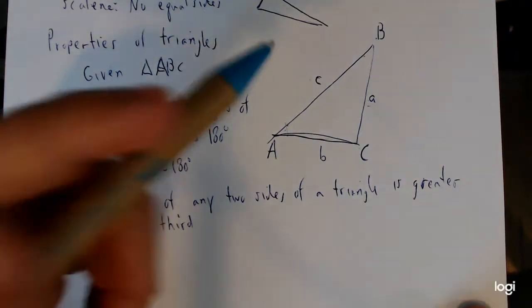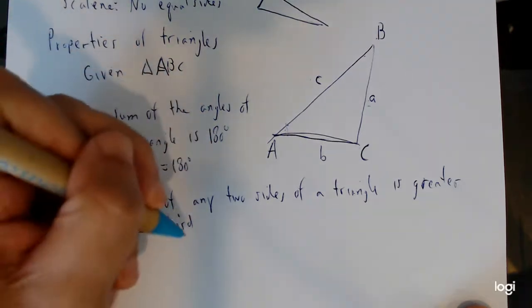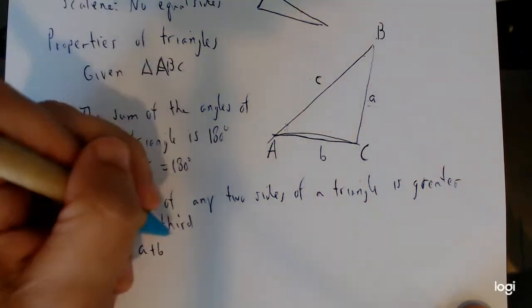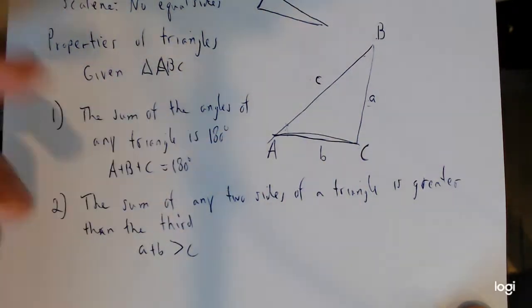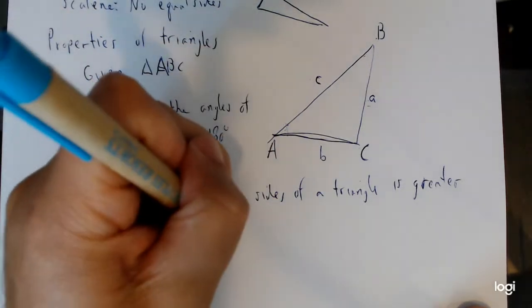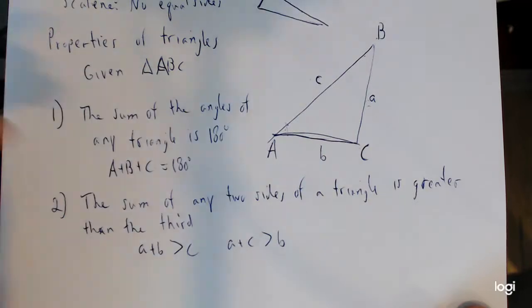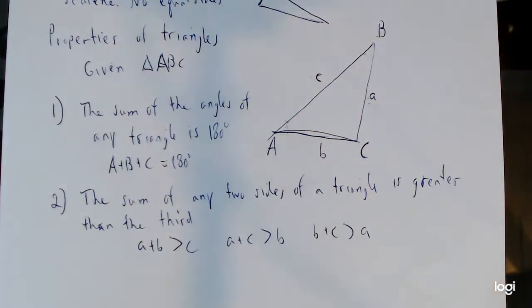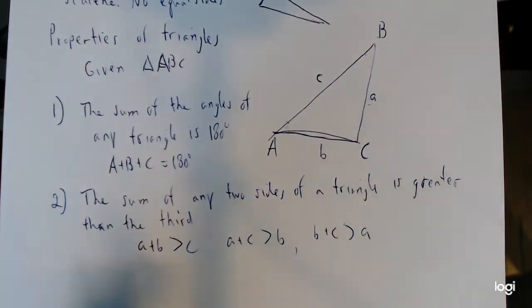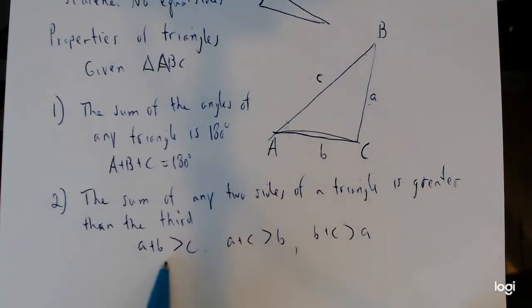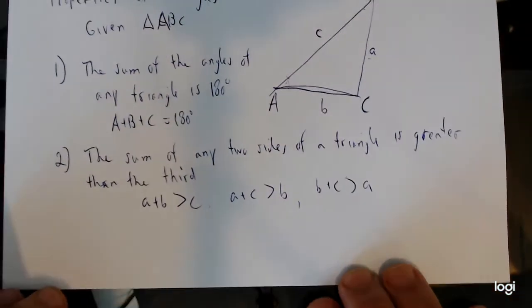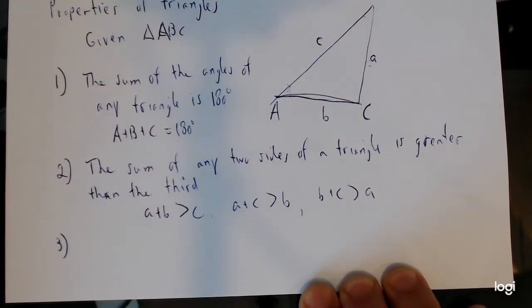So here's what I know. If I take any two sides, it doesn't matter which. If I take side A plus side B, that's going to be greater than side C. And it doesn't matter which two sides you pick. For example, side A plus side C is going to be greater than side B. And then lastly, what's the other combination? Side B plus side C is going to be greater than side A. These are all facts. If I really have a triangle, and I take any two sides and add them together, that will be greater than the third side. Okay? So the third property is the following.